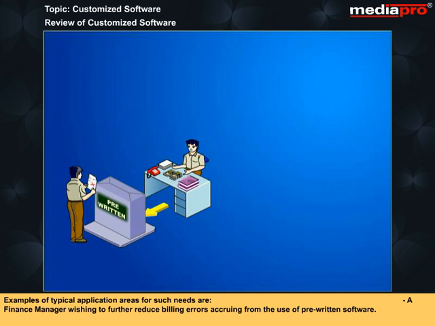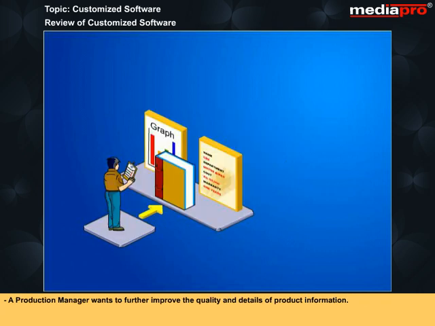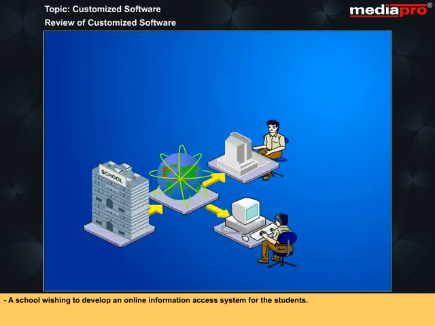Examples of typical application areas for such needs are a finance manager wishing to further reduce billing errors accruing from the use of pre-written software, in company mergers or acquisitions where a new system needs to be developed to handle the IT requirements of both the firms, a production manager wants to further improve the quality and details of product information, a school wishing to develop an online information access system for the students.